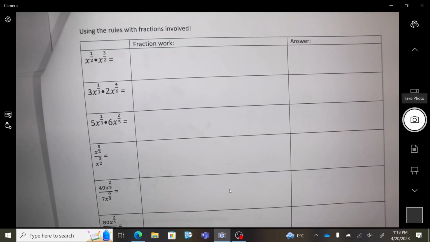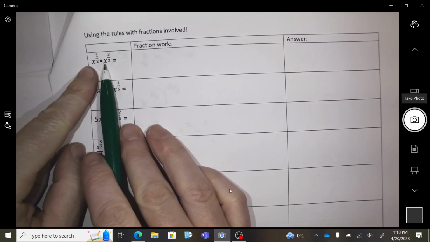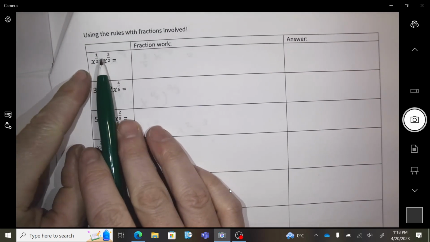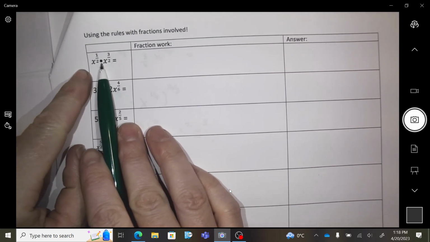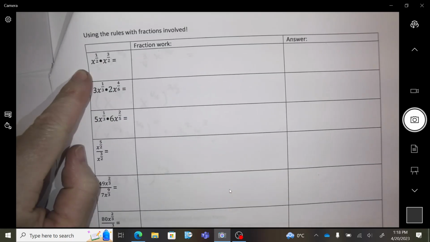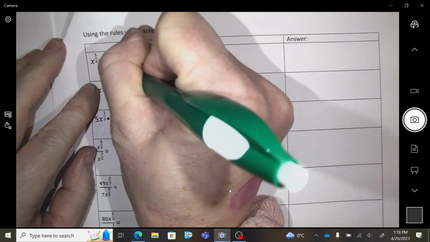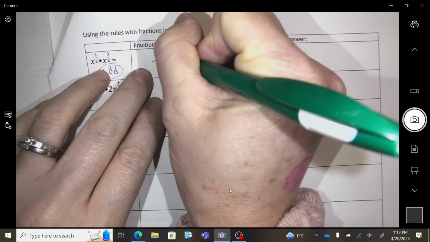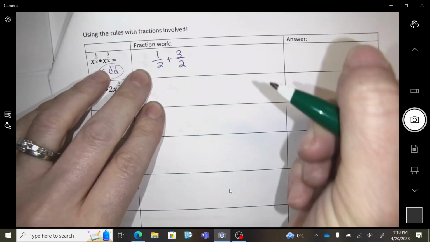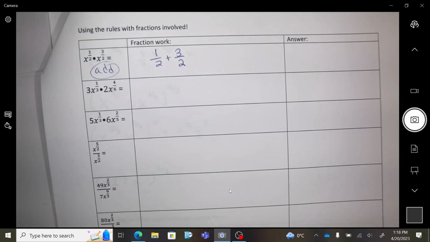Okay, so we know the rules. So the first one, we have powers, and we are doing a multiply. So what do we do to the actual exponents? We will add them. So 1/2 plus 3/2. We have to add them.